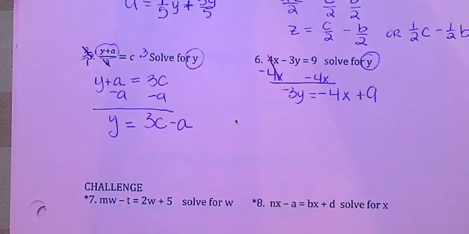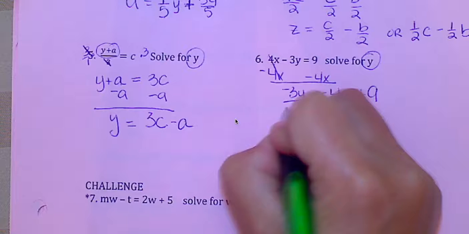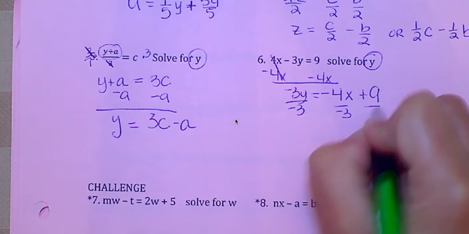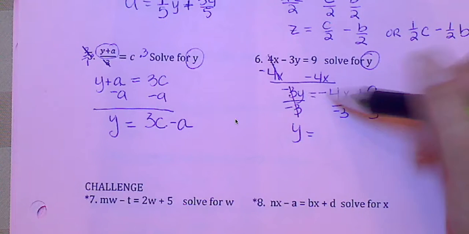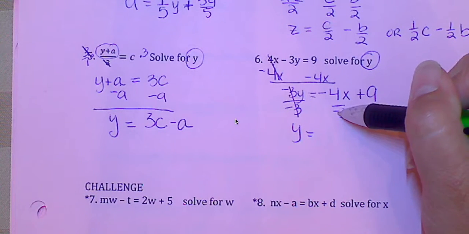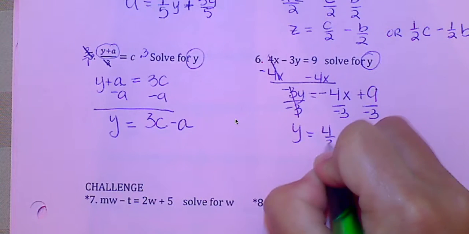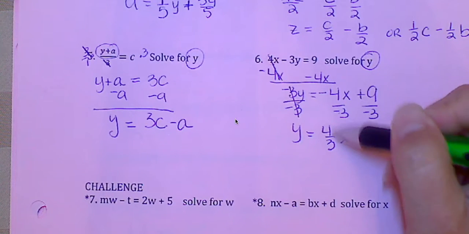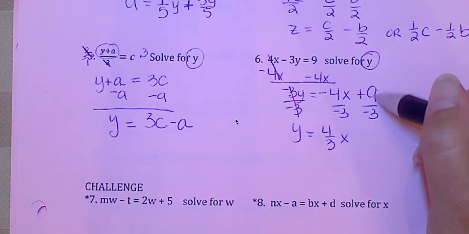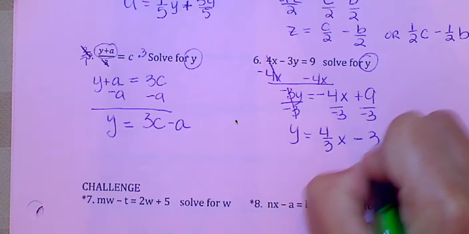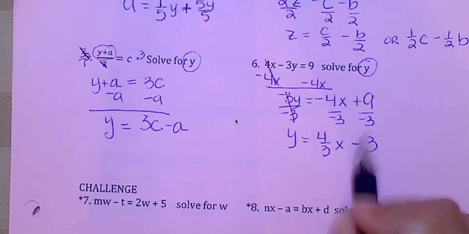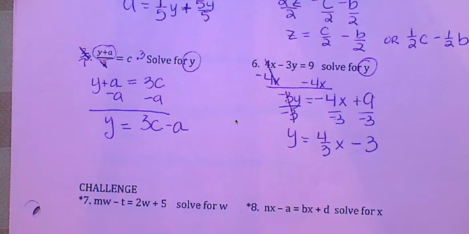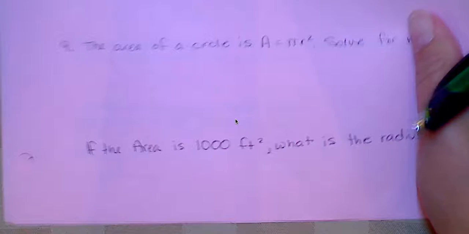We're solving for y, so we're going to divide everything by negative 3. A negative divided by a negative must be simplified to a positive. So that becomes 4/3 x, and 9 divided by negative 3 is negative 3. So there's your slope, 4/3, and your intercept, negative 3. We're going to skip over the challenge problems. We can work on those together in class.